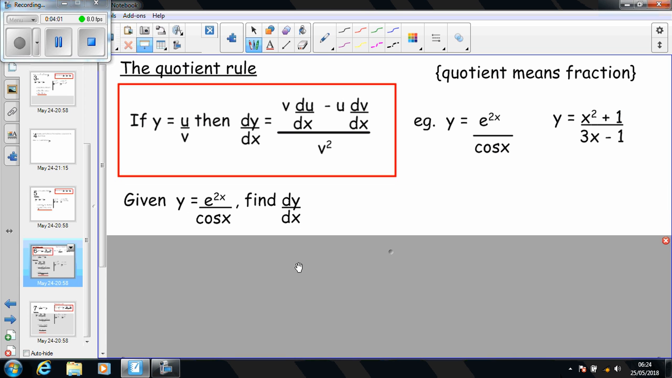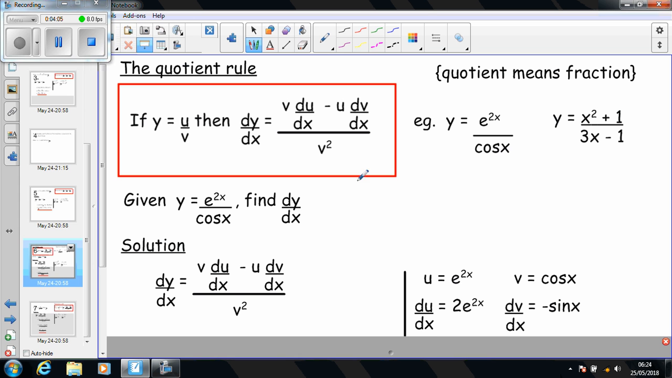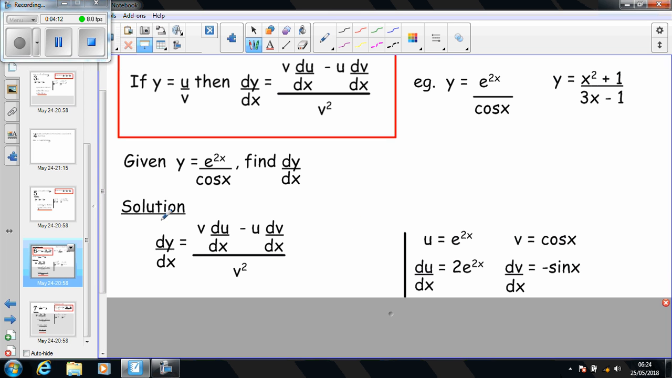Looking at the first one, again, we need four things: u, v, du/dx, and dv/dx. On the left-hand side, I've written the rule so that I make sure I put them in the right place. And on the right-hand side, u equals e to the 2x, v equals cos x. And then I differentiated each of them. E to the 2x differentiates to 2e to the 2x by the chain rule, or by standards. V equals cos x differentiates to minus sine x.